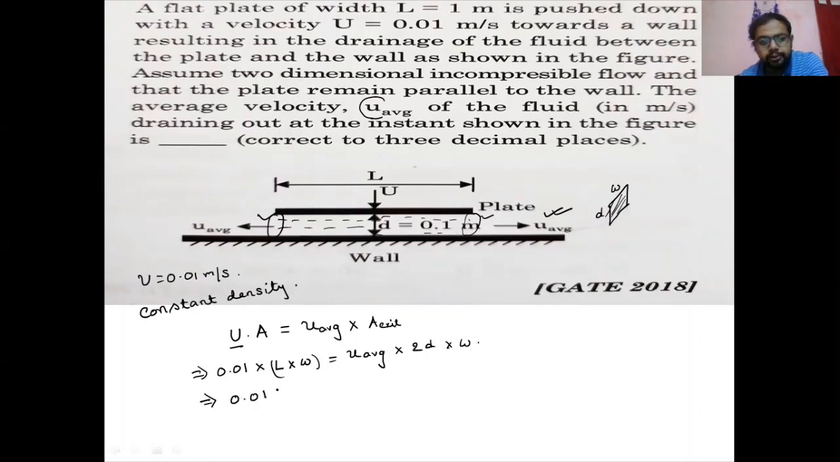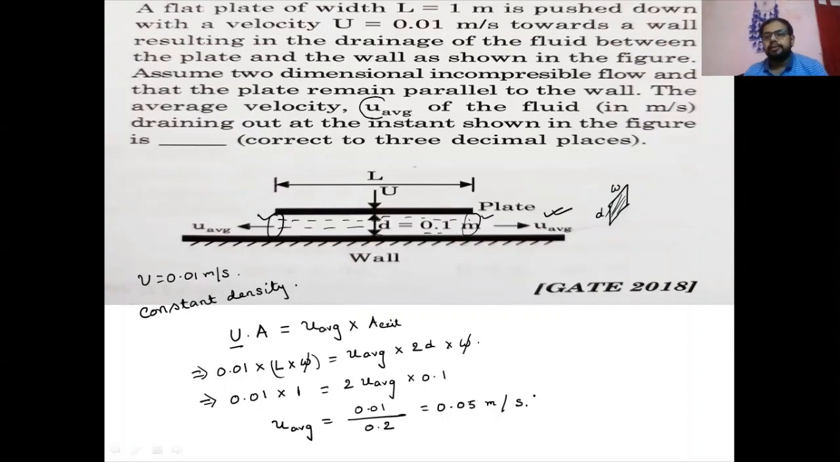So 0.01 into the length. Length is given as 1. W will be cancelled out from both sides. 2 U average into 0.1. D is equal to 0.1 meter. So the remaining part is simply U average is equal to 0.01 by 0.2. So it is coming nearly 0.05, 1 by 20. So 0.05 meter per second.